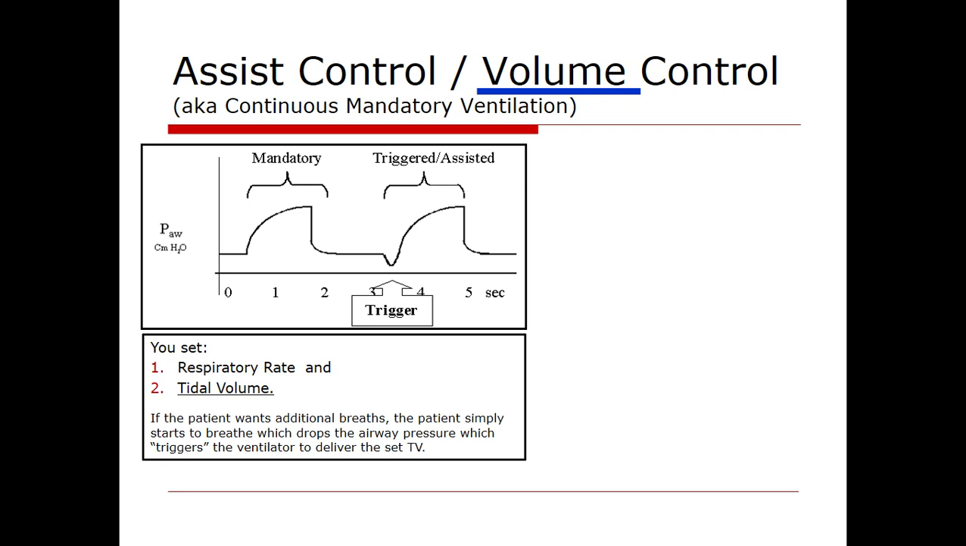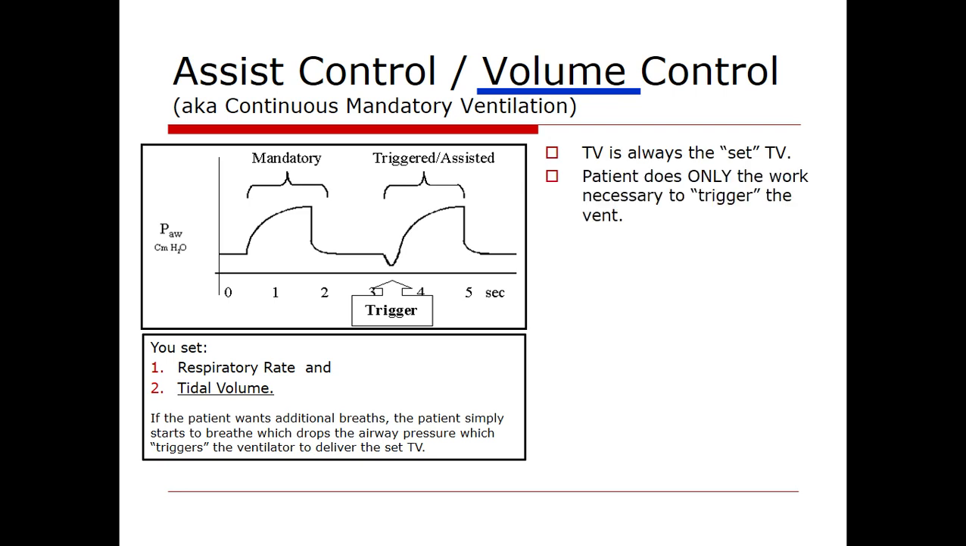To the right is what's called a triggered or assisted, hence the term assist control breath, where the patient, in assist control volume control, if they want an extra breath, all they have to do is start to breathe. It drops their airway pressure just a tiny bit, which is sensed by the machine to trigger it to give the same tidal volume it was going to give a moment later anyway. So you set a rate and a volume, you get a guaranteed backup rate, and all of the tidal volumes are the same size, the size you told it to deliver.